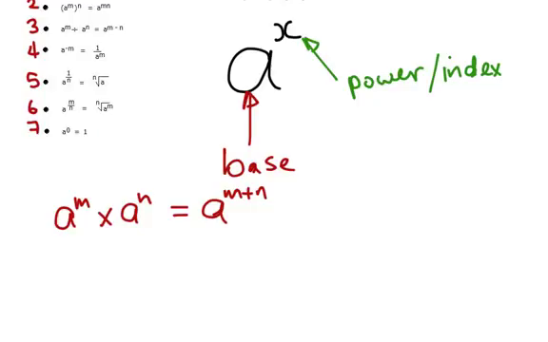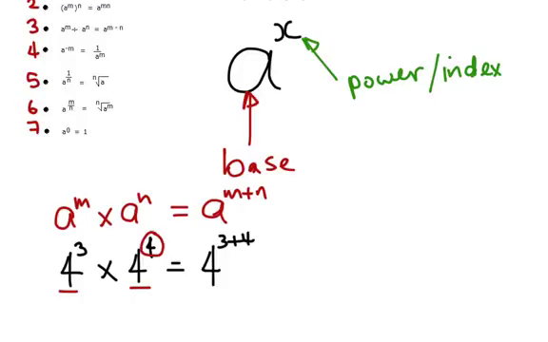So let's just say I've got 4 to the power 3, and I'm multiplying that by 4 to the power 4. Then, because as you can clearly see the base is the same, they both have a 4, I'll write back my base and I will add the powers. So 3 plus 4, and the powers I'm talking about are these powers here. So I'll add those powers up, 3 plus 4. So my final answer is going to be 4 to the power 7. And that is law number 1 done.